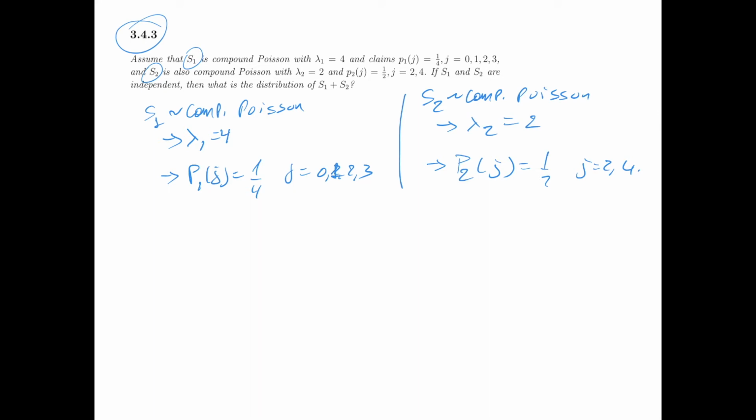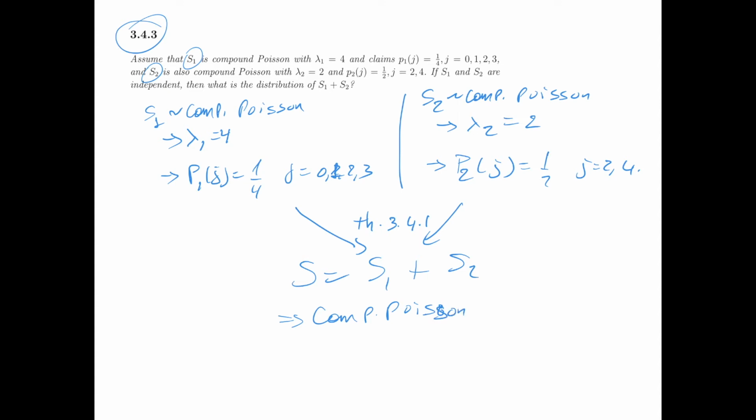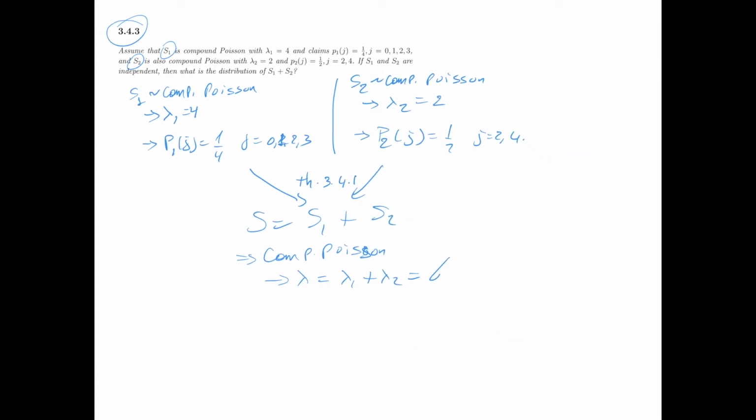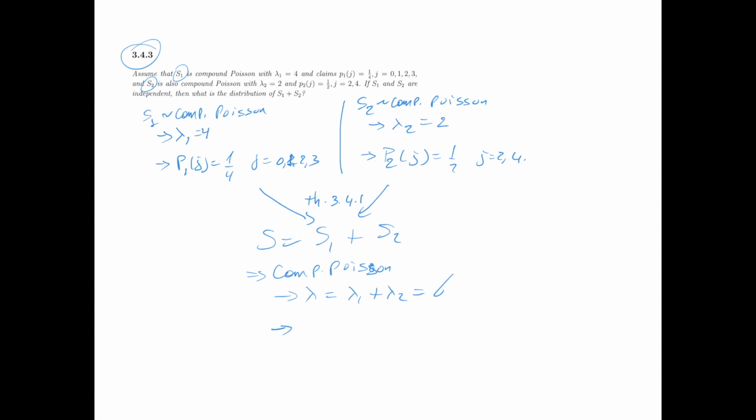And of course we assume that S1 and S2 are independent, because then we can use theorem 3.4.1 that tells us that the random variable S, which is S1 plus S2, is also compound Poisson distributed, so it comes from the same class as the S1 and S2 distributions, but now the intensity parameter lambda is equal to lambda 1 plus lambda 2, which in our case is equal to 6, and the severity distribution, the P in x distribution, is lambda 1 divided by lambda, times the P1 distribution plus lambda 2 divided by lambda times P2 in x.